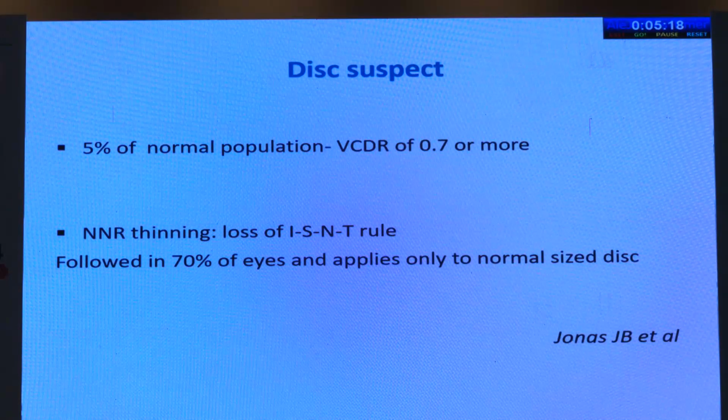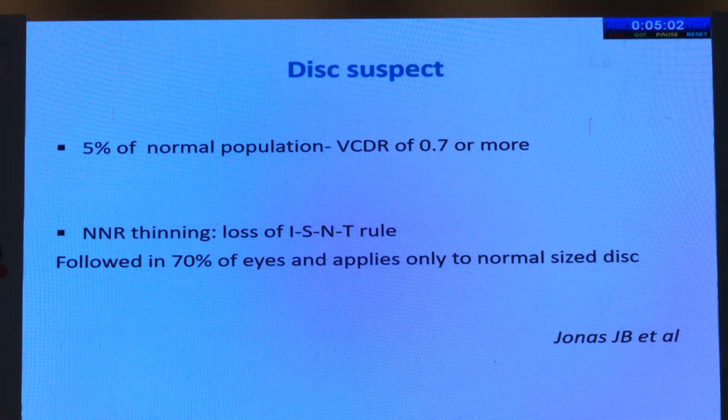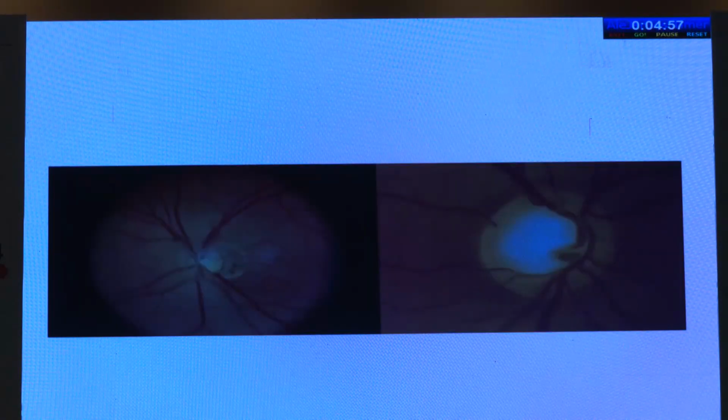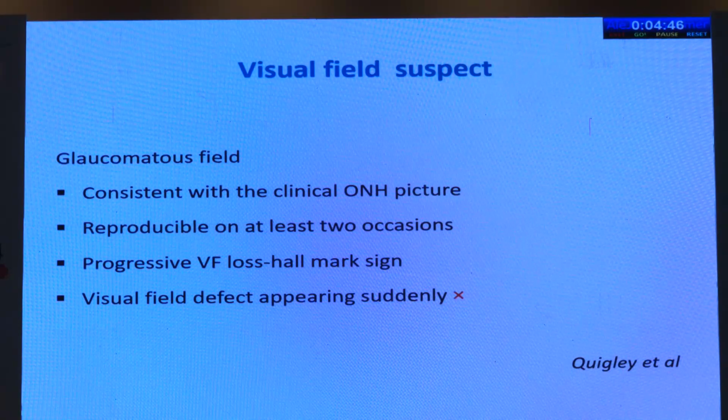So vertical cup disc ratio more than 0.7, that patient is not always a glaucoma because 5% of normal population can have vertical cup disc ratio more than 0.7. And the rule which we insist on, the ISNT rule, is followed in 70% of eyes, and that applies only to the normal size disc. If you see, this is a large disc and large cup, that is also normal, and the other disc is also normal. Visual field suspect, if we see some depressed point on the visual field and we start treatment, but any visual field defect appearing suddenly is not a glaucomatous visual field. I will discuss this later.